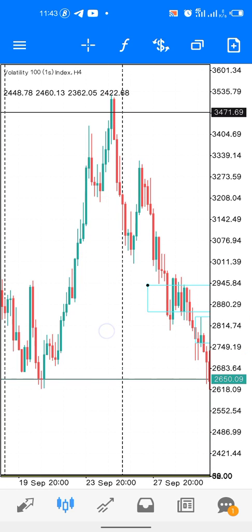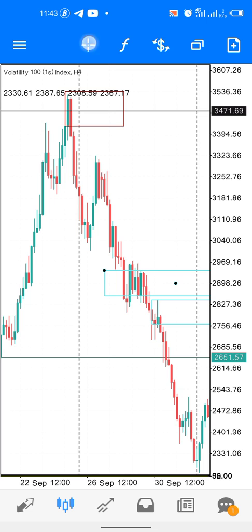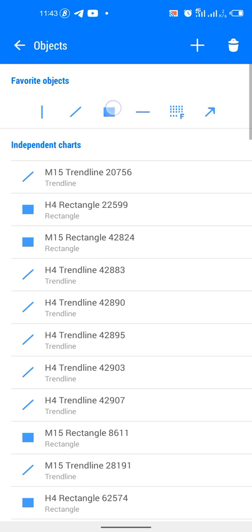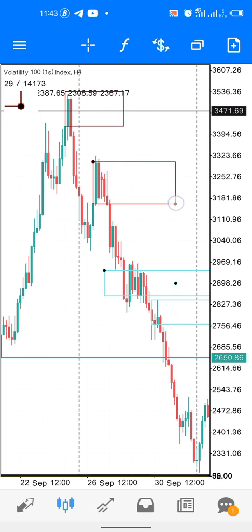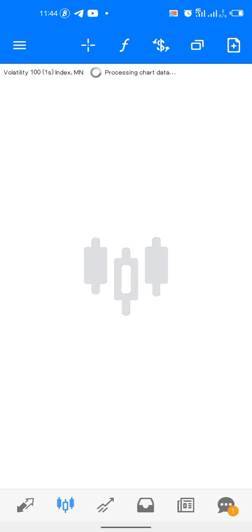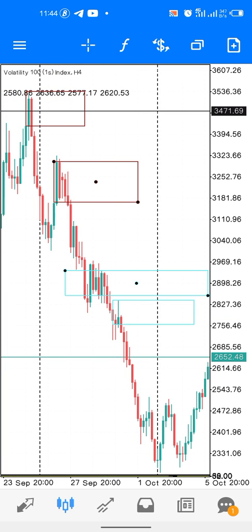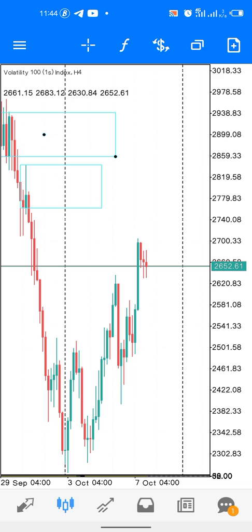So at this point, this will be our order block now. That's another order block. This is our order block. Have you seen the way price keeps creating order blocks as it's falling down? So you understand it now. If you have any question, just let me know.